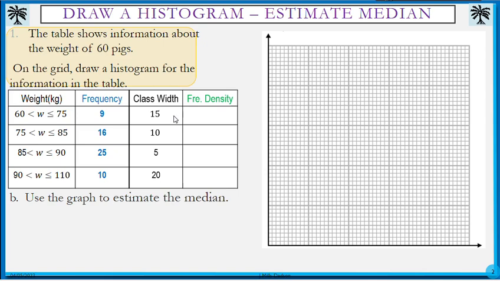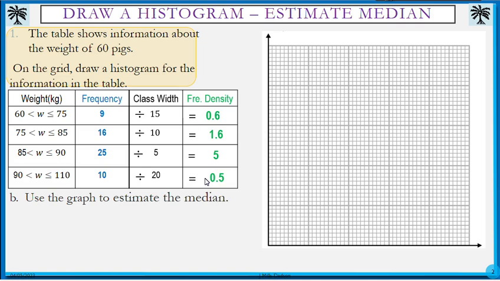So you make two additional columns and work out the class width by checking each class. 85 to 90 is 5, 90 to 110 is 20. Then you can use these two columns to compute your frequency density. To work out frequency density, it is frequency divided by the class width. So that's what we get for the first one. Do the same for the rest of the classes.